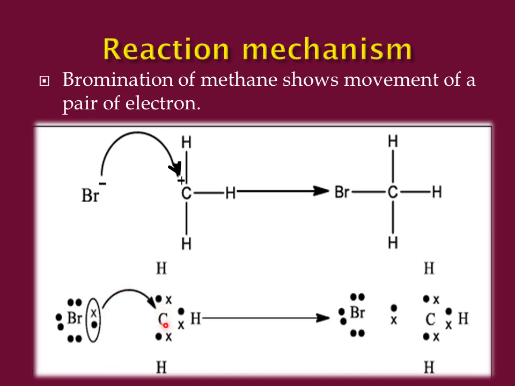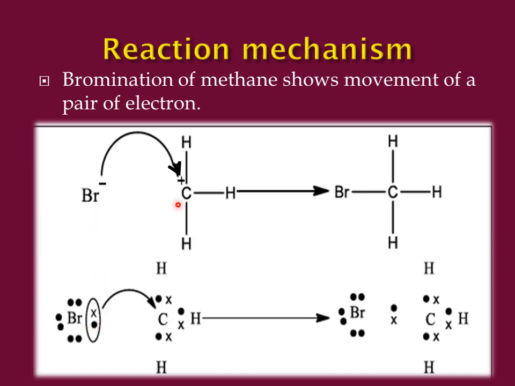2, 4 and 6 electrons. So this bromine atom carrying a negative charge can donate or share it with this carbon atom to complete its octet. In this way, a bond will be formed between carbon and bromine. So this complete-headed arrow is showing you the transfer of a pair of electrons from the nucleophile towards an electrophile.